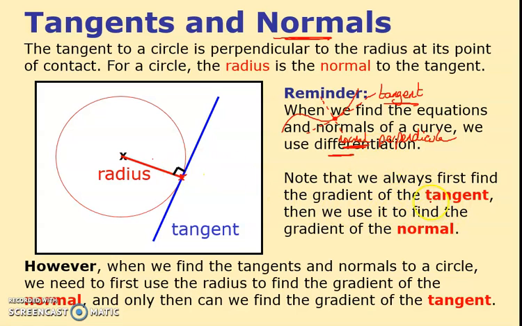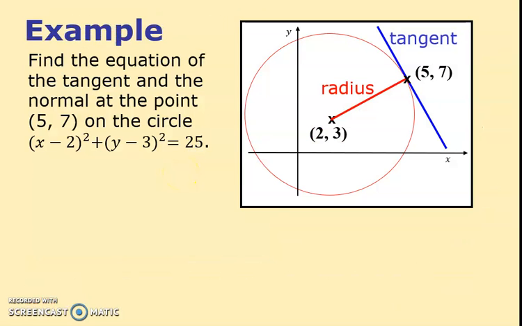Later on we'll start with the tangent and we'll get its gradient, and then we'll be able to do the same thing for the normal using a little trick. But this time, we don't get the tangent first, we get the radius first, we get the gradient of the radius first, and then we can find the gradient of the tangent. So here's a question to try to show what's going on in these questions.